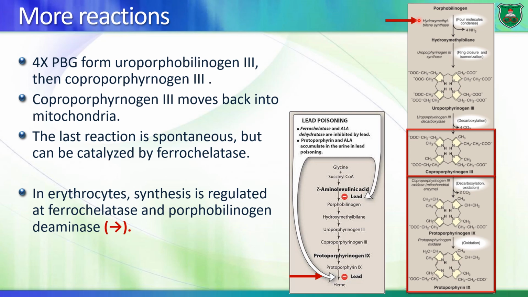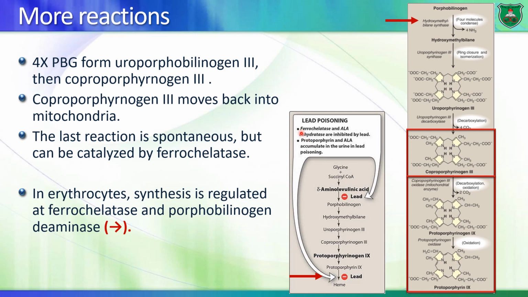Next, four molecules of porphobilinogen conjugate with each other, forming a molecule known as uroporphyrinogen 3. This uroporphyrinogen 3 is then converted to coproporphyrinogen 3, which goes back into the mitochondria and gets converted into protoporphyrinogen 9, then protoporphyrin 9, to which an iron atom attaches, forming heme by an enzyme known as ferrochelatase.